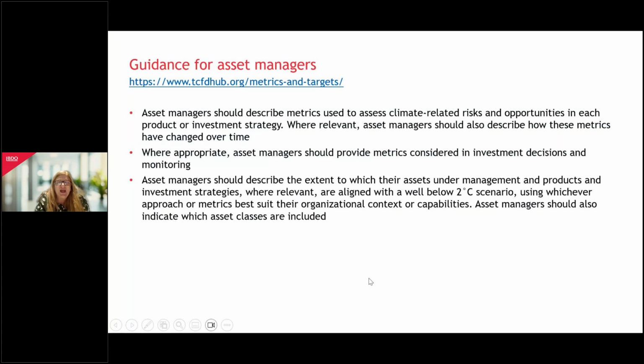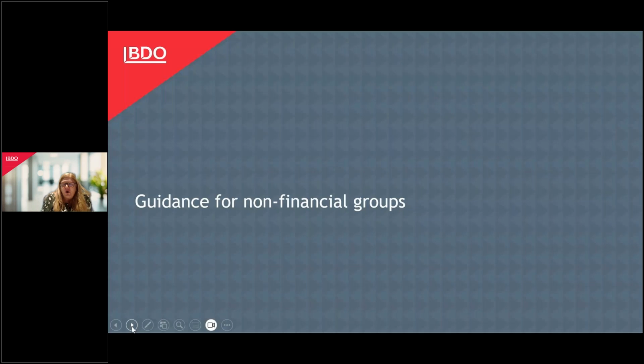So if you're the manager, again, you should describe the metric used to assess climate-related risk and opportunity in each product or investment strategy. And if it's changed over time, disclose that. So asset managers should provide metrics considered in investment decisions, in their monitoring. And they should also describe to what extent the assets under their management and their products and their investment strategies are aligned to well below 2 degrees Celsius scenarios. So really important that asset owners, asset managers, insurers, banks, everybody on this journey.